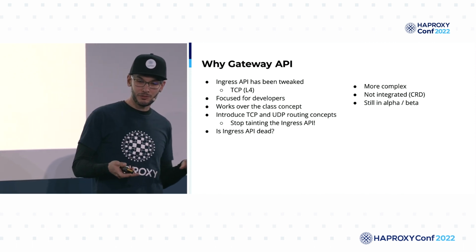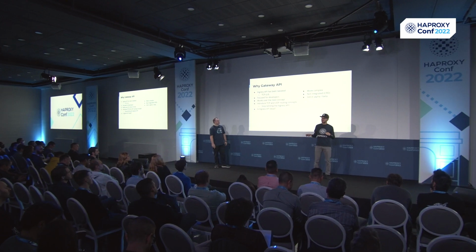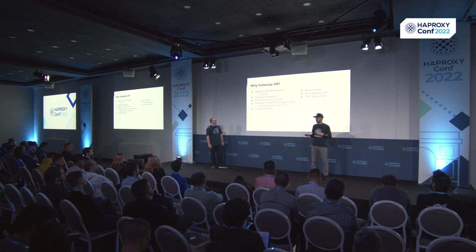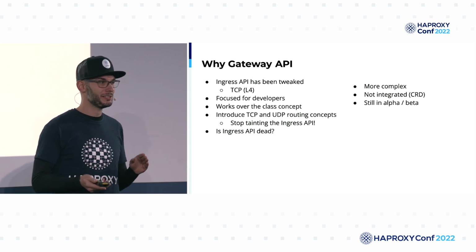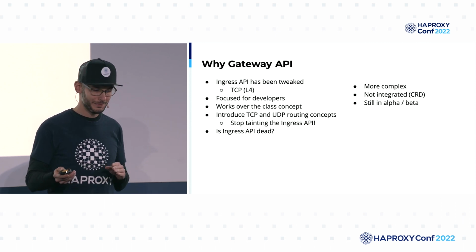But obviously we have to talk also about the fact that, is Ingress API dead? And honestly, I wouldn't say that, because if you need to get simple traffic, simple HTTP, most of the use cases, Ingress API is the correct way to handle that. And also keep in mind that it has landed in Kubernetes, so it's GA, so it means that Ingress API is there to stay for a long, long time.